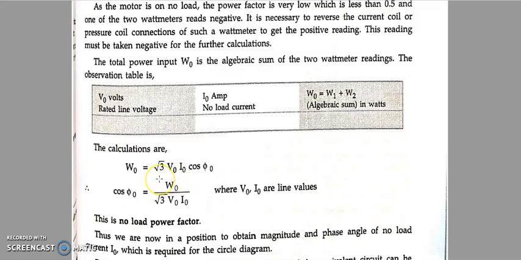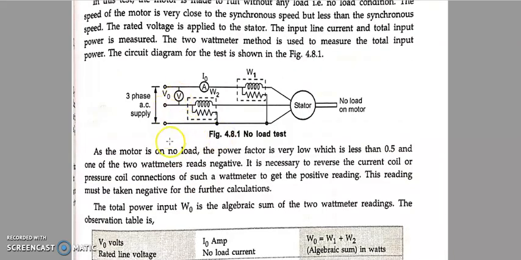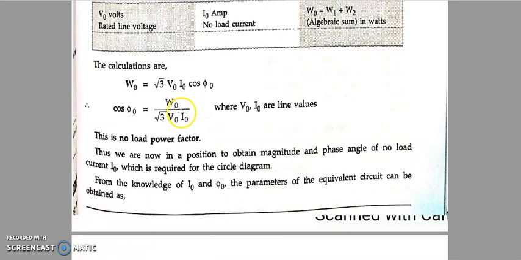Again we know that W0 is equal to root 3 V0 I0 cos phi. This formula you know, and the power factor cos phi you can calculate by this formula: cos phi 0 is equal to W0 by root 3 V0 I0. V0 and I0 are line values. If they are phase values, then you can use W0 divided by 3 V0 phase I0 phase. If I am measuring voltage between phase and neutral... but neutral is not shown, line voltages and line current are there, so better go with this formula. This is what you get as the no load power factor, and it will be very, very low.